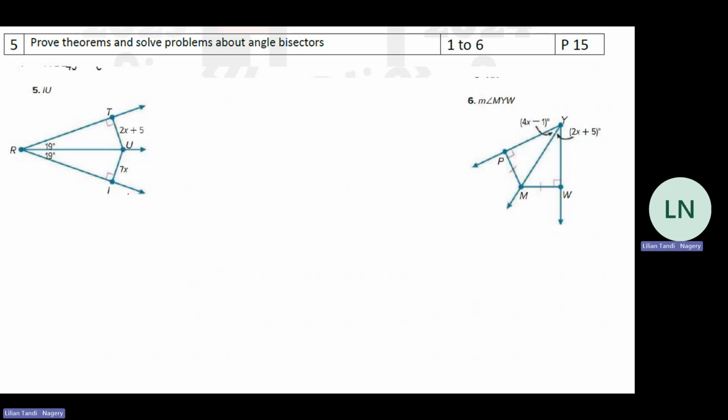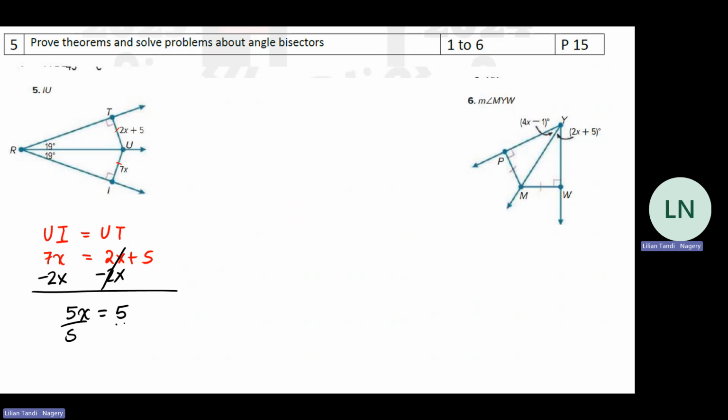Do the same thing here, find x. So you're going to say UI is equal to UT, because this is an angle bisector. So that means this side is equal to that side. So UI is 7x equals to 2x plus 5. I want x by itself, so I will minus 2x on both sides. This goes away. I get 5x equals to 5. I divide by 5. X equals to 1.